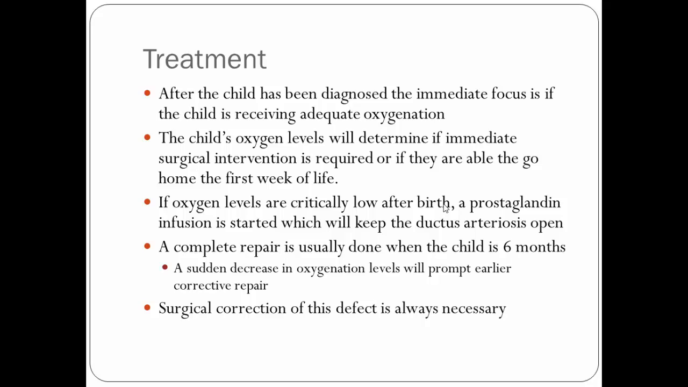If oxygen levels are critically low after birth, a prostaglandin infusion is started. This will keep the ductus arteriosus open and provide additional pulmonary blood flow, thus increasing the child's oxygenation. A complete repair is usually done when the child is 6 months old, but a sudden decrease in oxygenation levels could prompt earlier corrective repair. Surgical correction of TOF is always necessary.